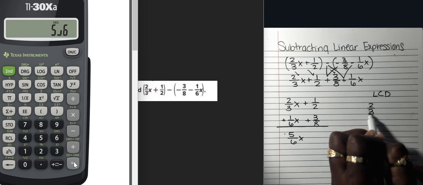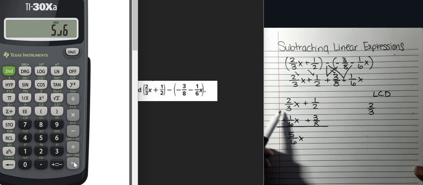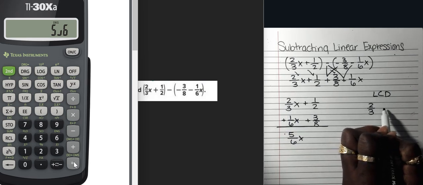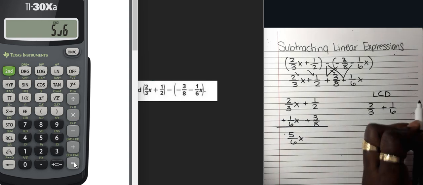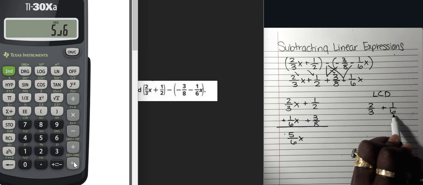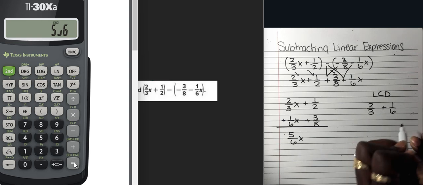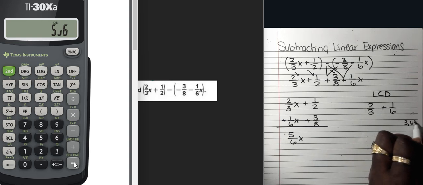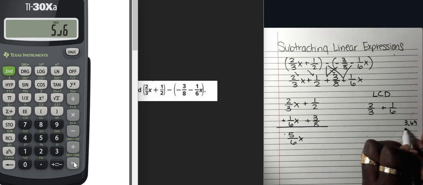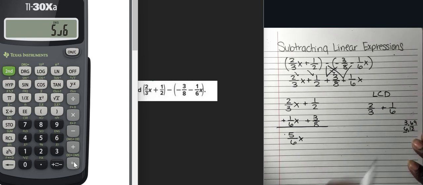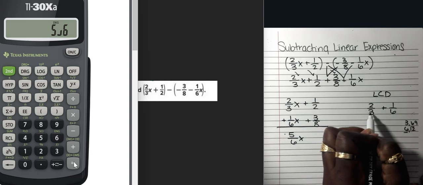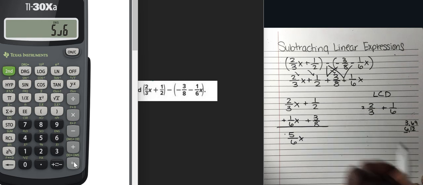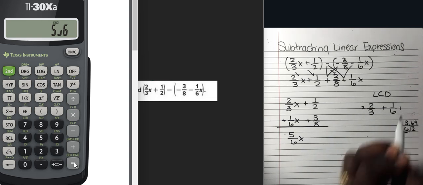So 2/3. And I'm just not going to put the variables. I just need the numeric portion right now. So 2/3 plus 1/6. We're talking about multiples of threes and multiples of sixes. If we are talking about threes, we have 3, 6, 9. And if we're talking about sixes, we have 6 and 12. And there's our common multiple, which is 6. So how do I go from 3 to 6? I'm going to multiply by 2. And how would I go from 6 to 6? I'm going to multiply that by 1.